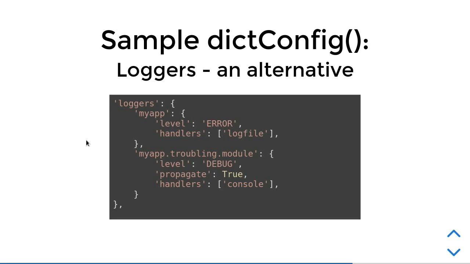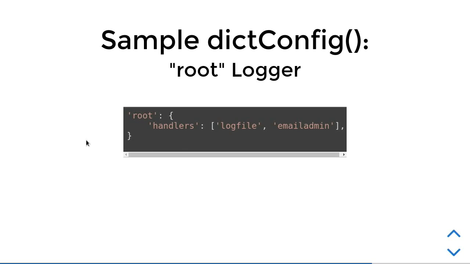Then there's the root logger, which is basically for when none of those other loggers match what you're trying to send. What do we do with the messages? And it's just like all the other logger configs. In this case, we're just going to say it's going to go to the log file and we're going to email our admin in case there's a critical message from somewhere. Because if we remember, the email admin handler limits to critical messages.